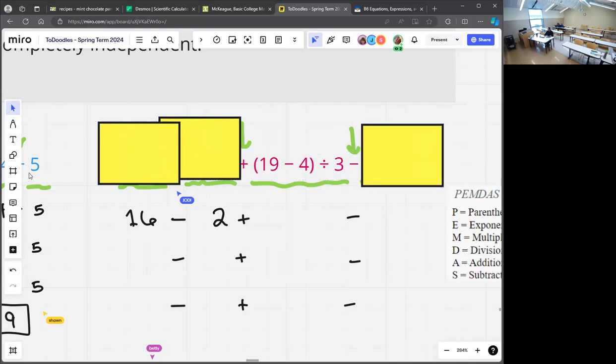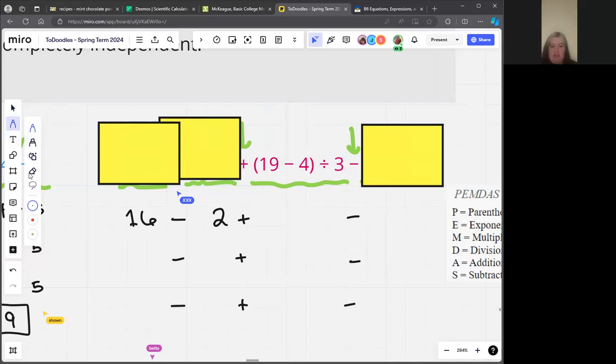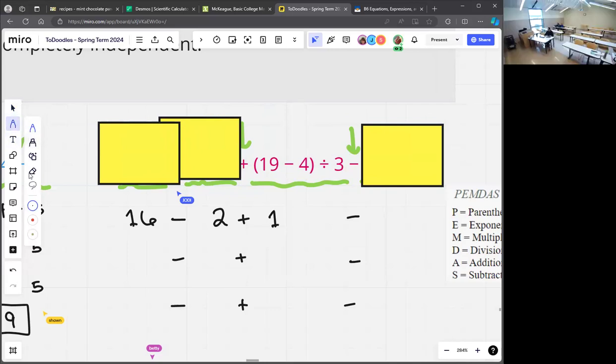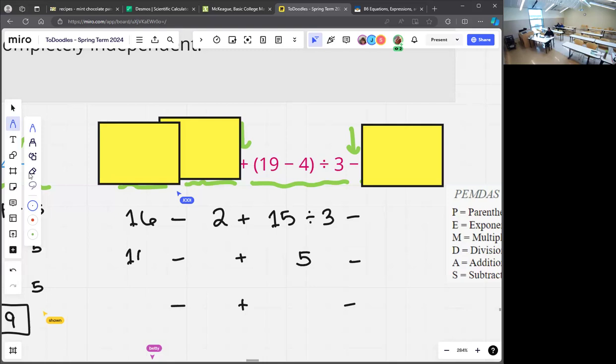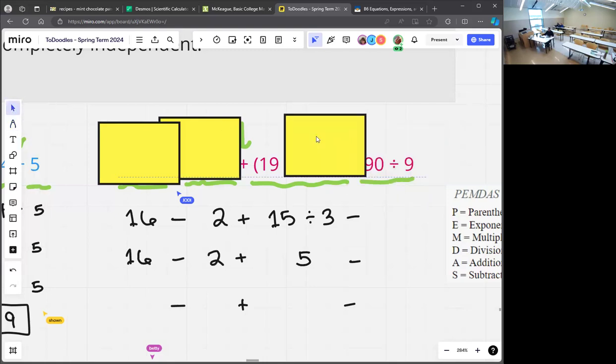This one is further along. We have 2 parts. Which part do we do first? Parentheses. 19 minus 4, 15. And then 15 divided by 3. 5. And I'll bring down the 16 and the 2. And the last term, 90 divided by 9.